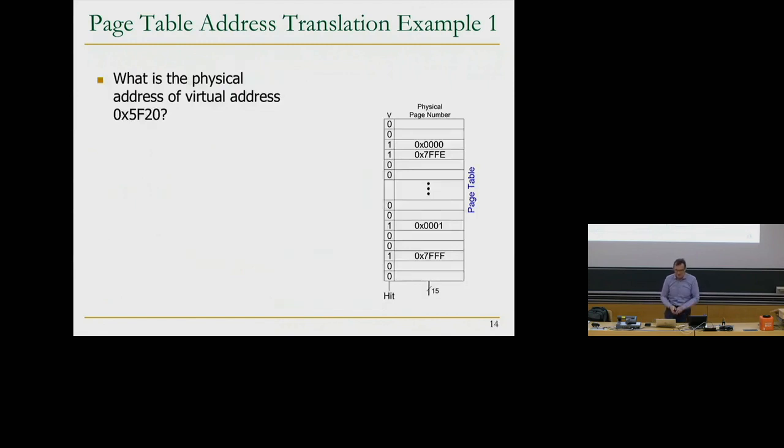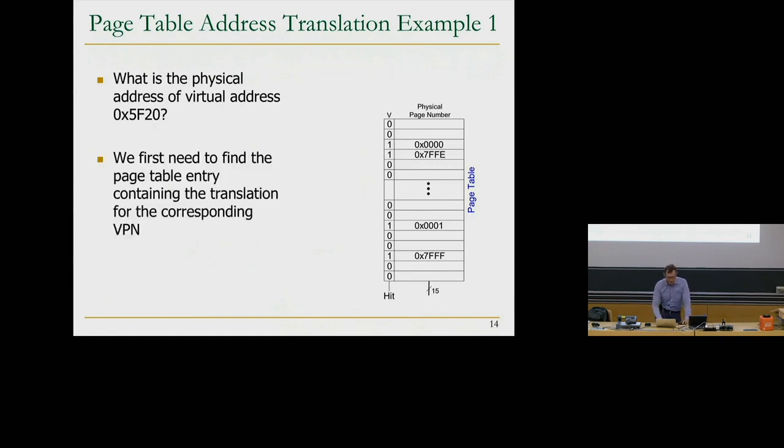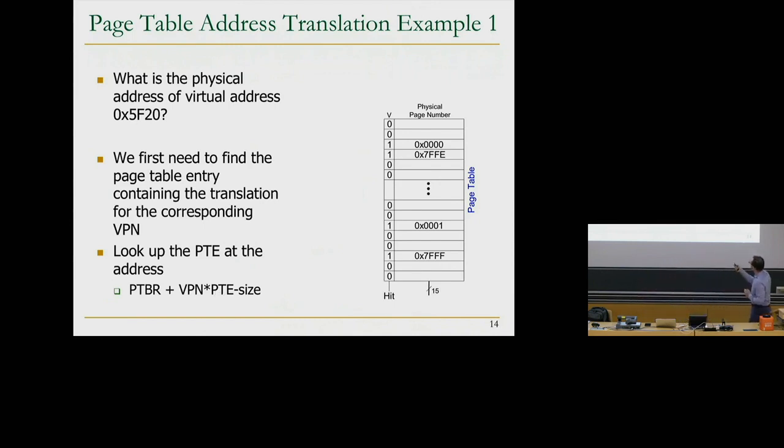Okay, so let's take a look at another example. If somebody asks you the question, what is the physical address of virtual address 0x5F20, what does the processor need to do, basically? First of all, it needs to find the page table entry containing the translation for the corresponding virtual page number, just like what we did previously. So it needs to look up the page table entry at that address. So what is that address? That address is given by the page table base register, the beginning address of the page table, plus the virtual page number times the size of a page table entry, clearly. Because you basically want to find the address of the page table entry corresponding to this virtual page number. So that's how you calculate the address in memory to look up in the page table.